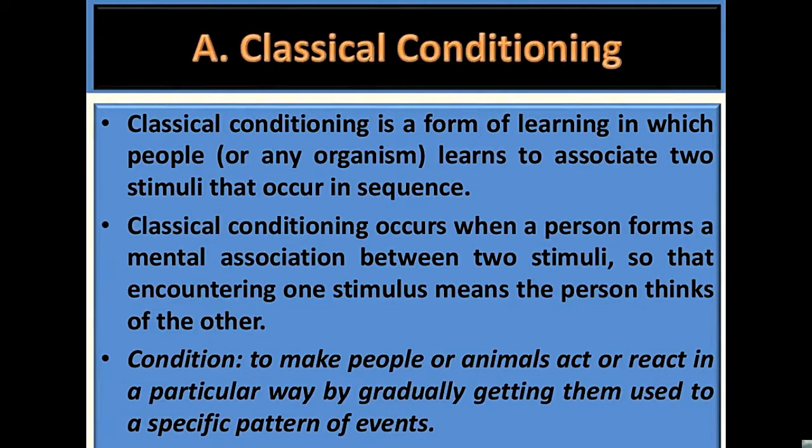Classical conditioning. Classical conditioning is a form of learning in which people or any organism learns to associate two stimuli that occur in sequence. Classical conditioning occurs when a person forms a mental association between two stimuli, so that encountering one stimulus means the person thinks of the other. Conditioned to make people or animals act or react in a particular way by gradually getting them used to specific patterns of events.